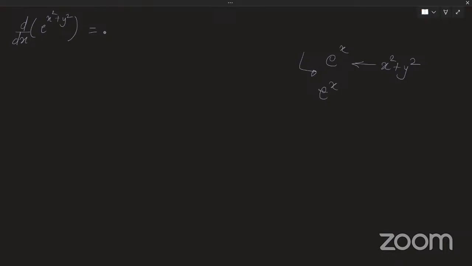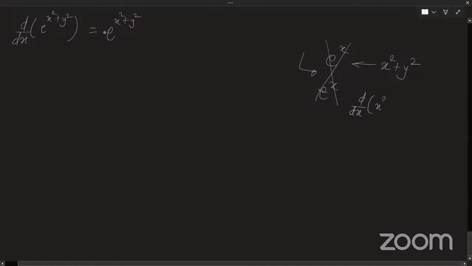What is the first term that I will be writing over here? e raised to x square plus y square. Now I need to differentiate this thing, so I need to differentiate d by dx of x square plus y square. So d by dx of x square, what is it? 2x. Plus.